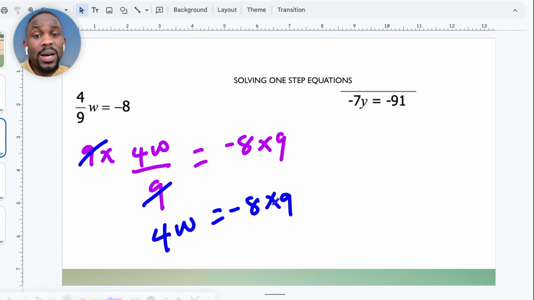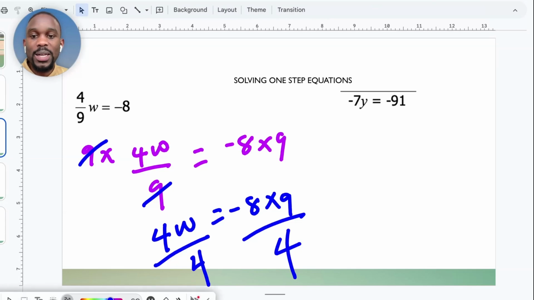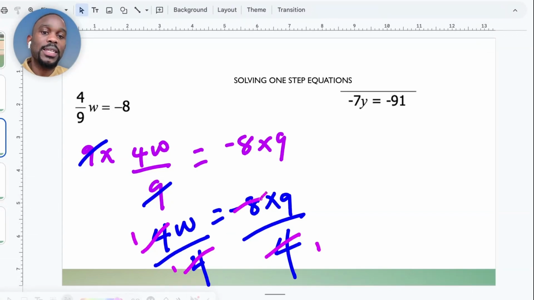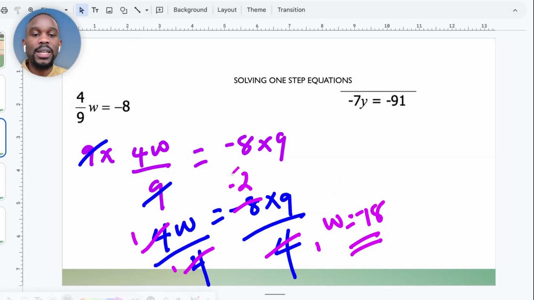You could work out negative 8 times 9 if you know it offhand, or if you have a calculator, but I'm trying to work this out as much as I can without a calculator. The next thing is to divide both sides of the equation by 4, right? You see how this 4 cancels with that 4 and you get 1, right? Then this 4 cancels with this 8, you get negative 2. So it's negative 2 times 9, giving you negative 18. So negative 18 is the value of w.